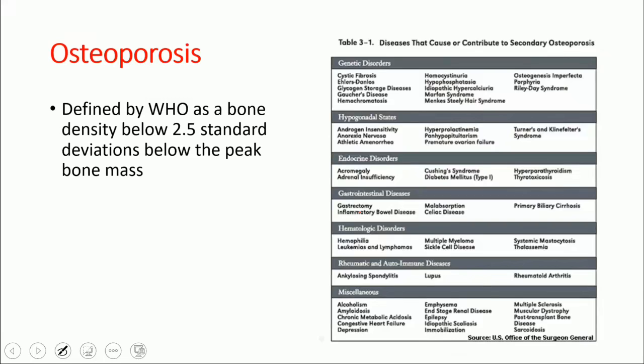Right, now the last true-false question is on osteoporosis. We have given you a big table of all the causes of osteoporosis. Anything can cause osteoporosis. If somebody asks you what are the following causes of osteoporosis, I have given you the definition there as well.